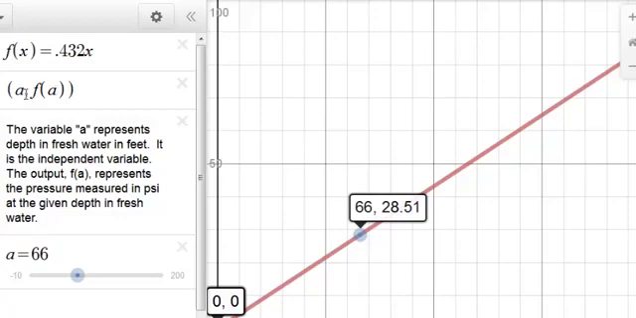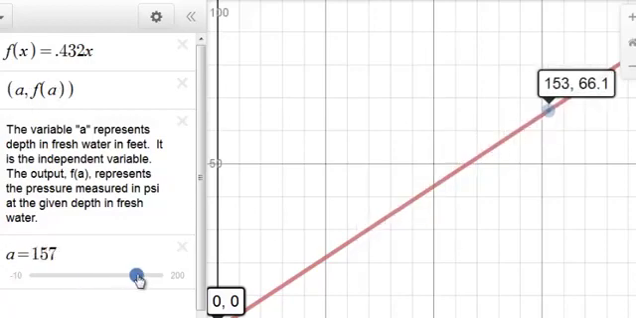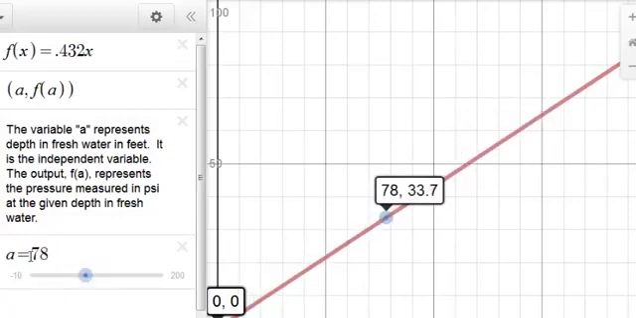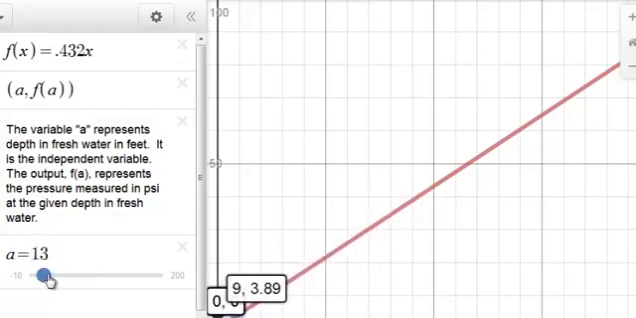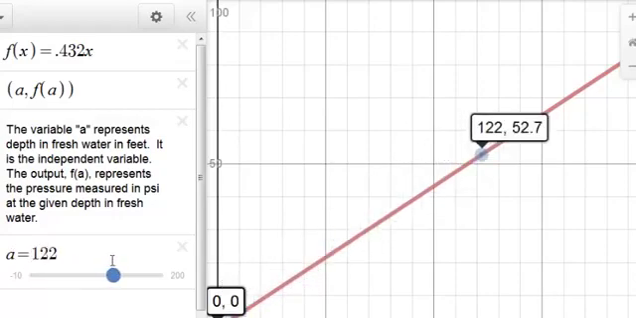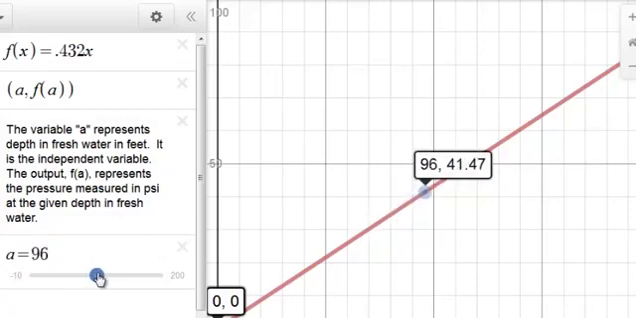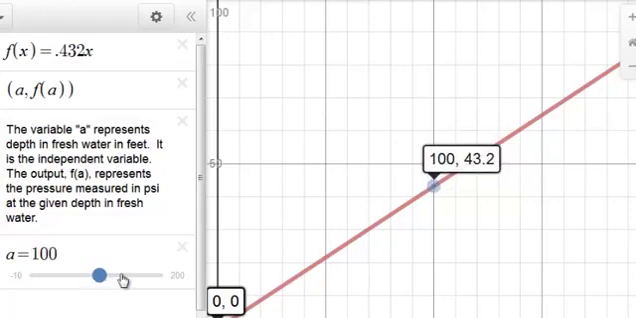And then here I've put in some information so that I can have a point that I can drag around. If you look at the point that's moving around, A represents the depth in feet, and the y value that comes out over here is the pressure. So let's say I want to figure out what the pressure is at 100 feet. I can change this to 100, and we can figure out the pressure is 43.2.